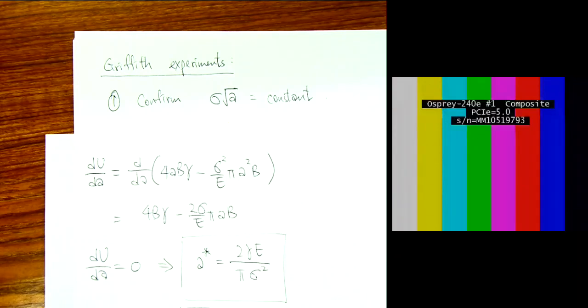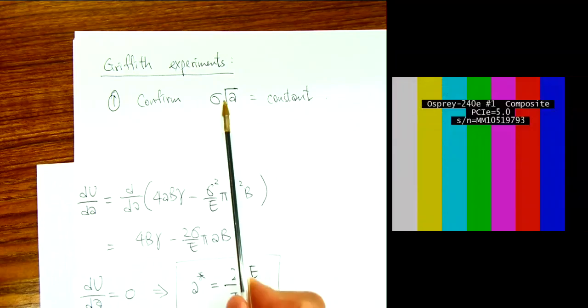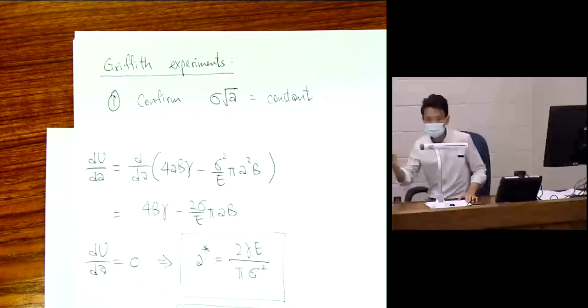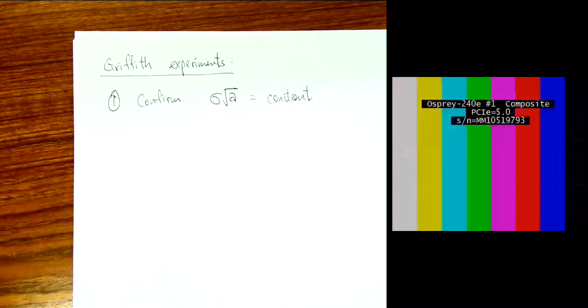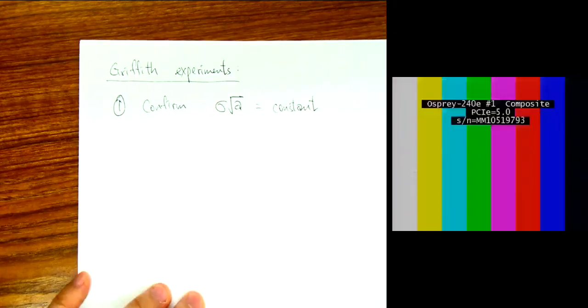then this relation is already very, very powerful. Because I know I have proved one thing, that sigma varies with some constant and the crack length square root. So the fracture strength varies quantitatively with the square root of the crack length. So this is part one.